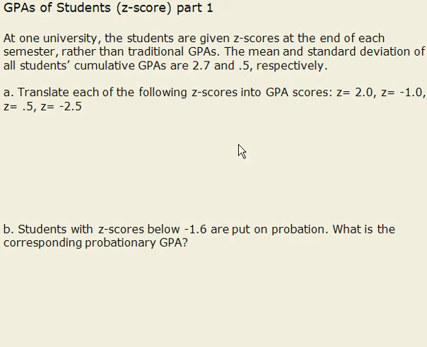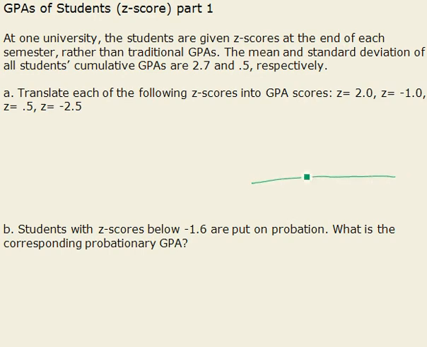Now there's a couple ways we can solve this problem. The first would be looking at the distribution. I'm just going to assume it's mound shaped given that it's all students' cumulative GPA and we're at a university. We know that the mean is 2.7 and our standard deviation is 0.5.